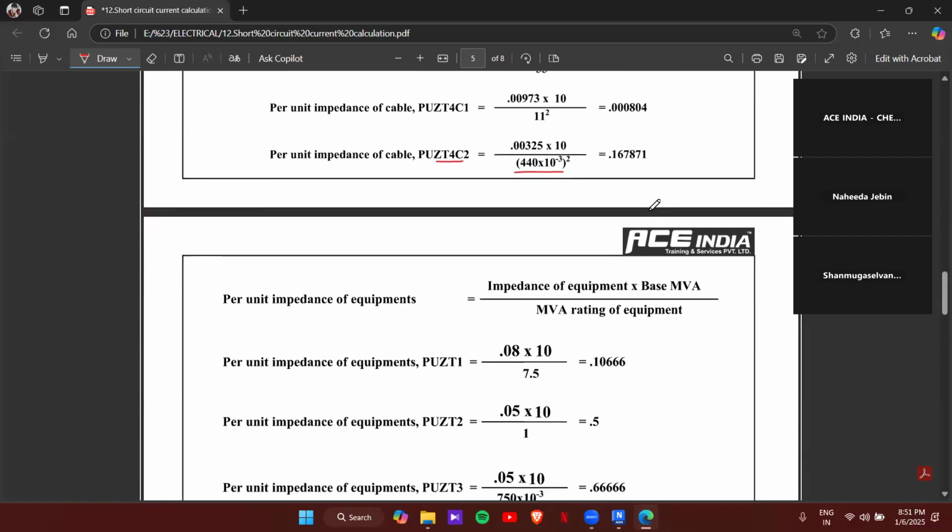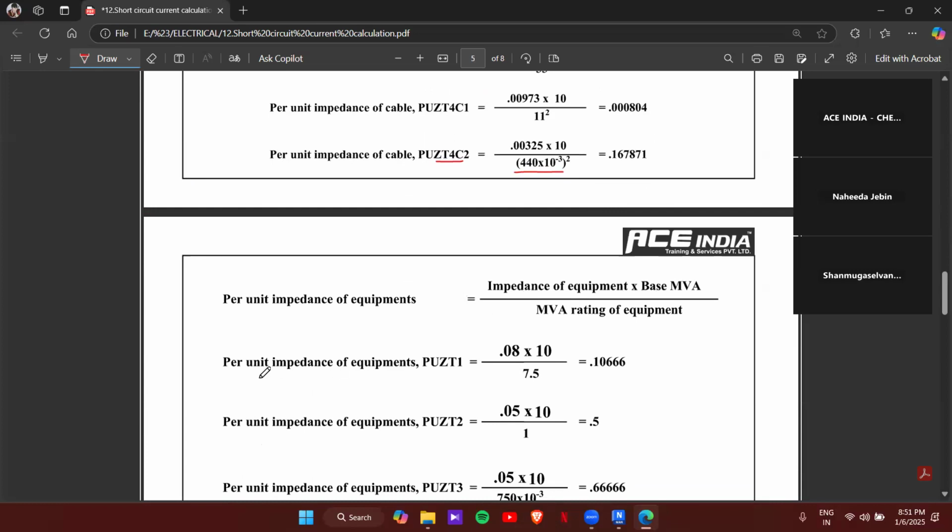Afterwards, next we can find out the impedance of the equipment. Equipment means our transformers. Transformers are the equipment here. So here again, the same equation applies. In this case, it will be the impedance of the equipment times the base MVA divided by the MVA rating of the equipment.